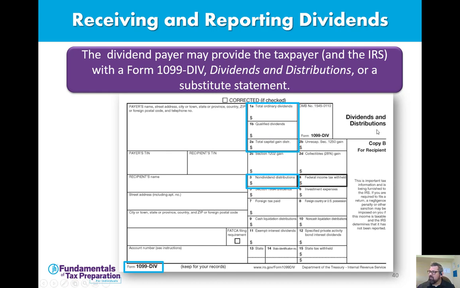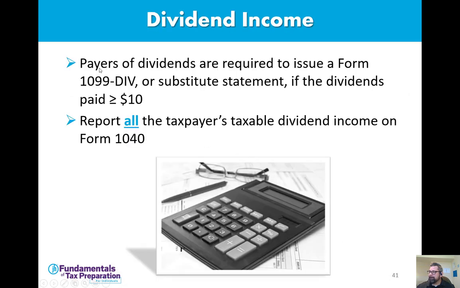Same thing with interest, they must issue it. Essentially, it's just greater than or equal to.